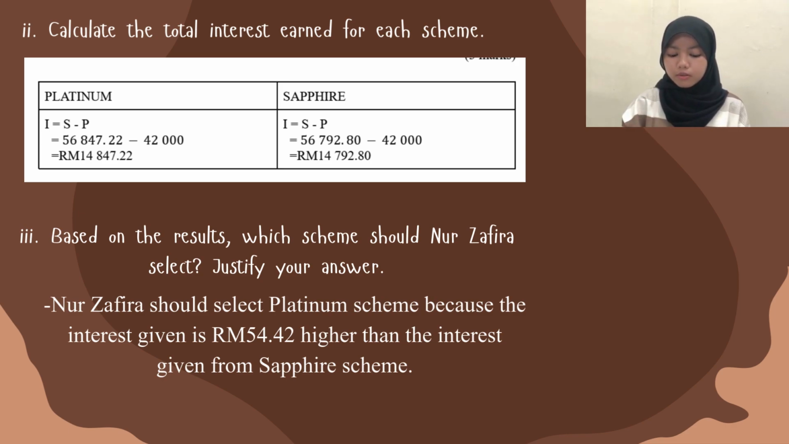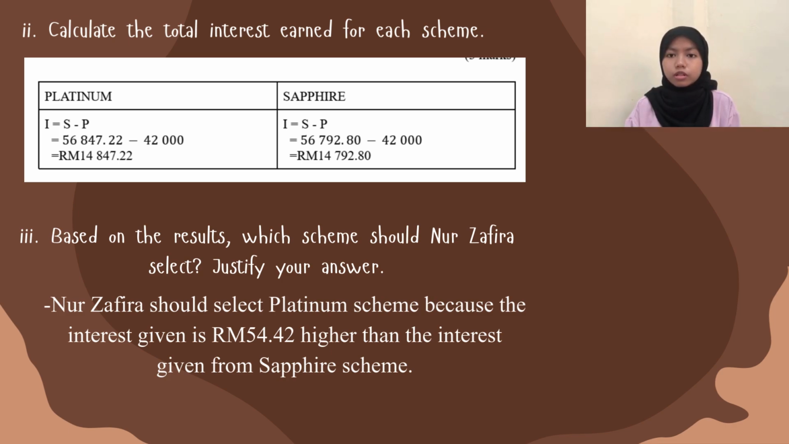And for sapphire, I equals S minus P. Substitute the numbers, which is 56,792 ringgit and 80 cents minus 42,000. And we get the I for sapphire is RM14,792 and 80 cents.